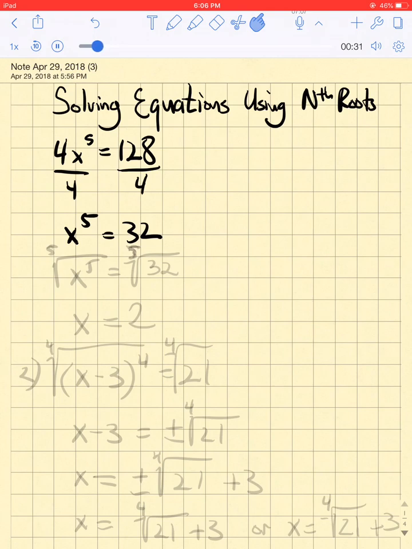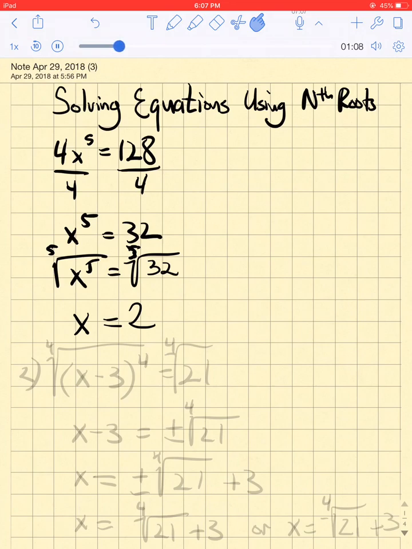Okay? Now we do the nth root of both sides. So we take the fifth root of x to the fifth, right? And the fifth root of 32. Oops. This should be a 5. Fifth root of 32. Now we have x on the left, and we have 2 on the right. Okay? So, fifth root of both sides, only one real solution.